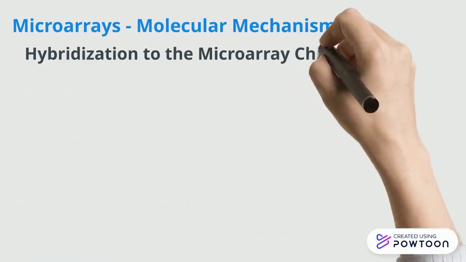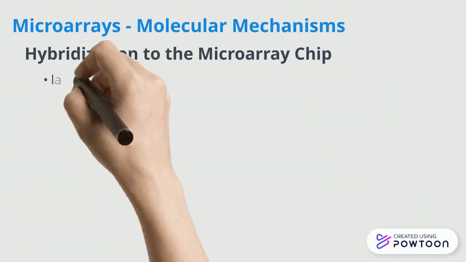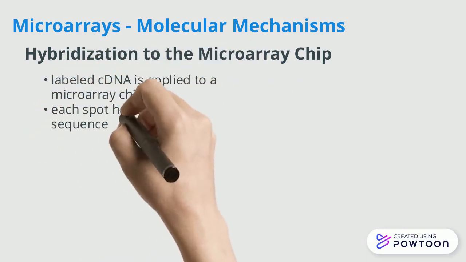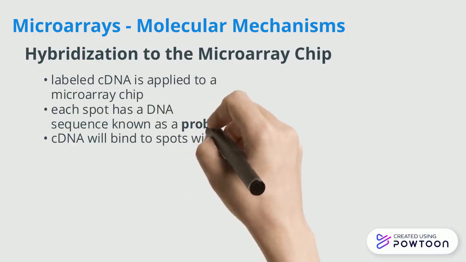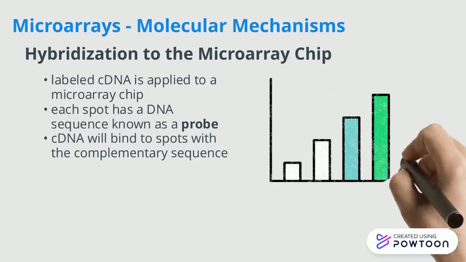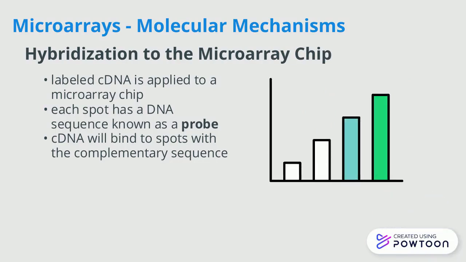The labeled cDNA is then applied to the microarray chip. Each spot on the chip contains a short DNA sequence called a probe, which corresponds to a specific gene. Think of the chip like a grid with each spot representing a different gene. The cDNA from the sample will bind or hybridize to the spots containing complementary sequences. The more cDNA that binds to a spot, the more active that gene is.